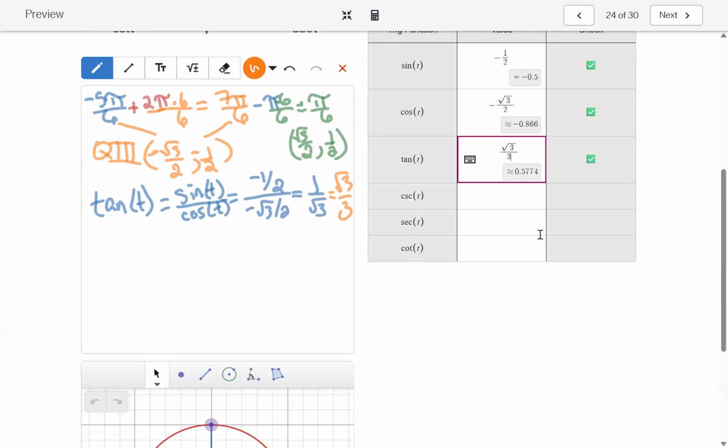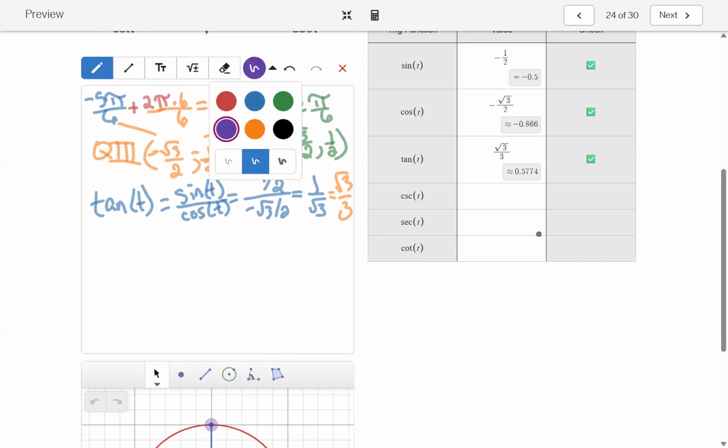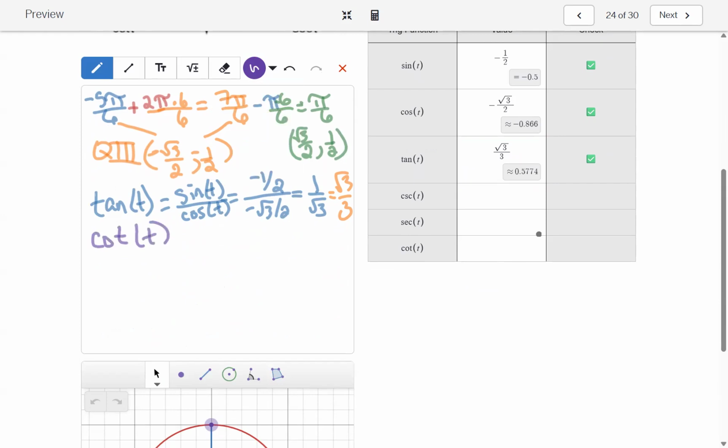Now we just have to play around with the other ones. Habitually, once I've done tangent, I automatically go to cotangent because I just want to get it out of the way. That's the one I know goes with tangent. I just figured out tangent, so I may as well do cotangent right away. So 1 over tangent is 1 over 1 over the square root of 3. So we get positive square root of 3 for cotangent.